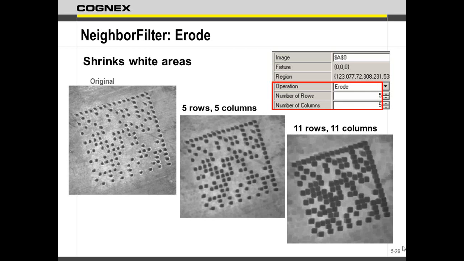So what we might want to do is enhance the dots a little bit. So what I can do is put in a little erode filter on it, and it makes the dots pop a little bit more. It makes the white go away, makes the dark a little bit bigger. Now I can read it.